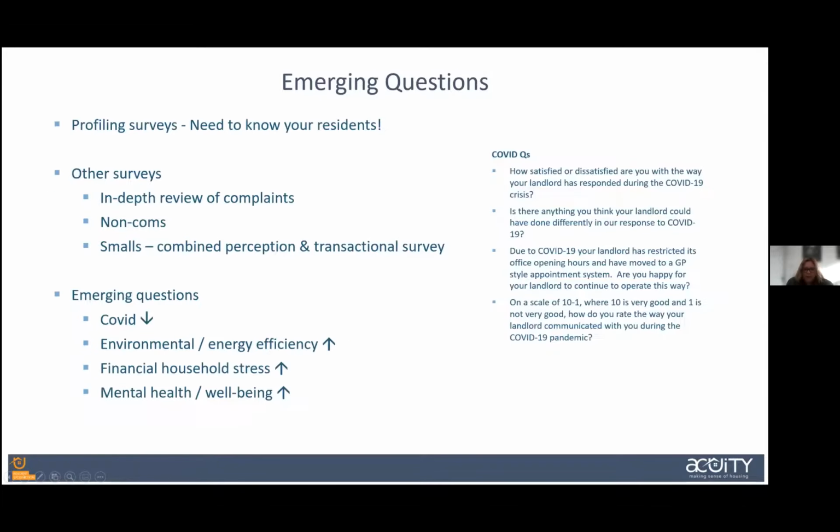And then just very quickly, emerging questions. Obviously, you can pick these up. I don't really want to go into those too much, but what we're seeing in the last 18 months is more profiling. People do want to know what the residents think, what matters, what's important. Who's in the household? What are the issues? What issues are facing you as a household? What support is needed? We're seeing a lot of those questions coming into surveys.